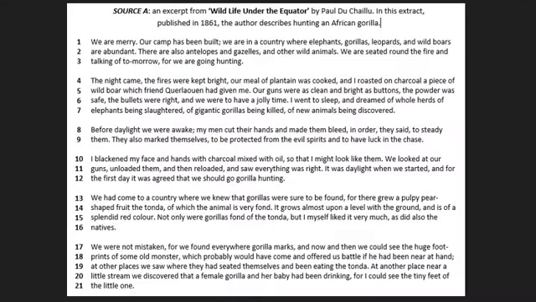Okay, so this is source A, and it's an excerpt from Wildlife Under the Equator by Paul du Chaillu. In this extract, which was published in 1861, the author describes hunting an African gorilla. Okay, so have a read through this text. I've popped it onto Google Classroom as well.